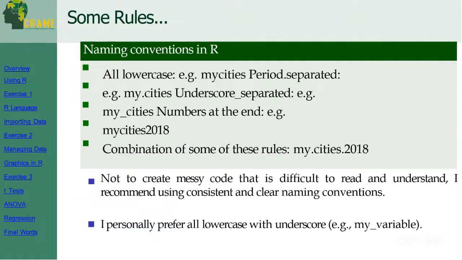So these are names of variables which might tell you why the variable is created and what it is made for. Then you can understand, and you do not create messy code that is difficult to read and understand. And I recommend using consistent and clear naming conventions, for example, cities.